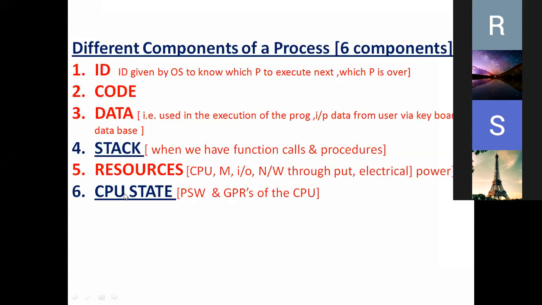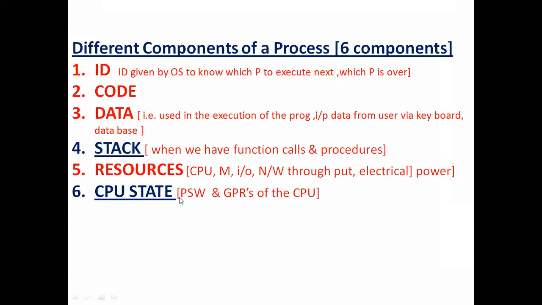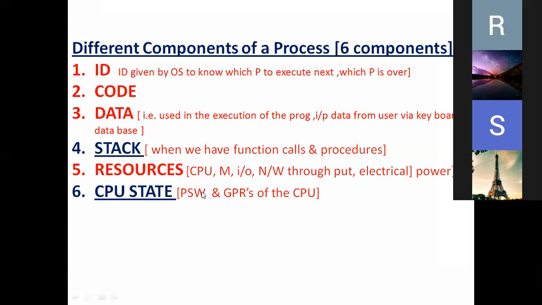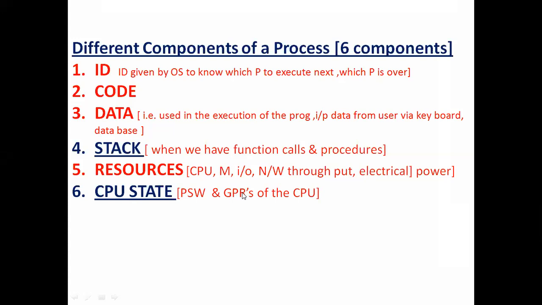Then we have CPU states, like this PSW. PSW stands for processor status word, and GPR stands for general purpose registers of the CPU. So we can have an indication of various states of the process using this PSW and the general purpose registers of the CPU. Basically, we have six components of the process, and from the examination point of view, you need to remember all these six components.